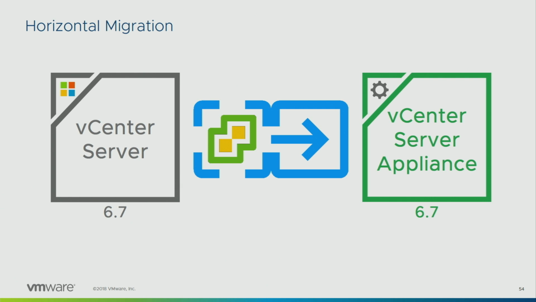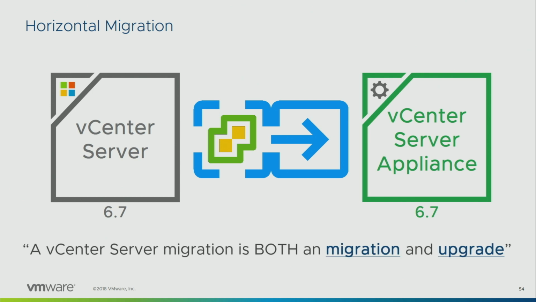So Windows vCenter 6.7, and I want to go to the appliance that's also running 6.7. Now, if you remember earlier, we mentioned that a migration is both a migration as well as an upgrade. So in this case, because both versions are already on 6.7, we can't actually perform the migration itself.